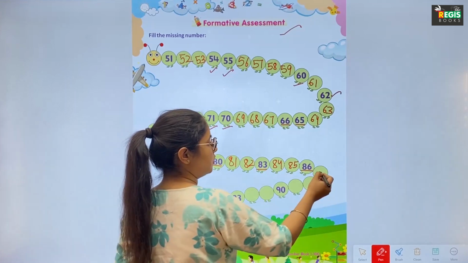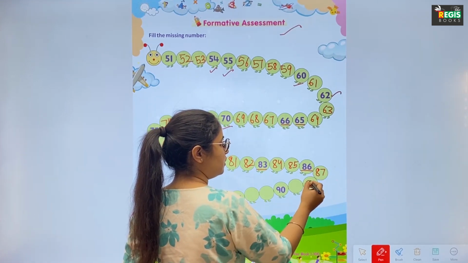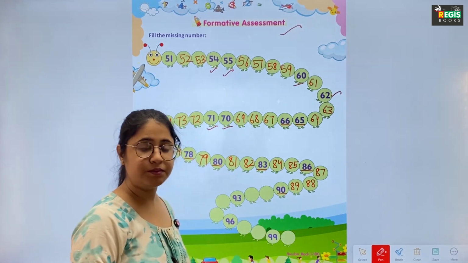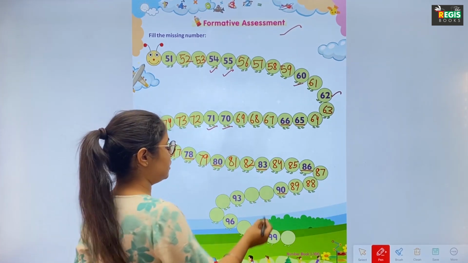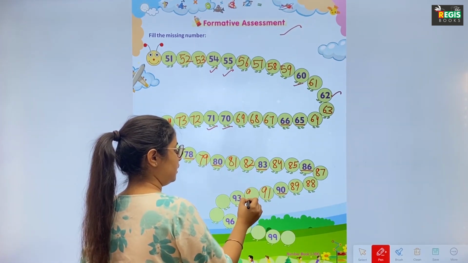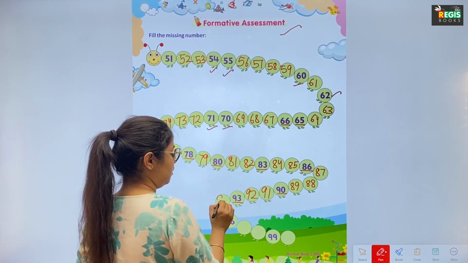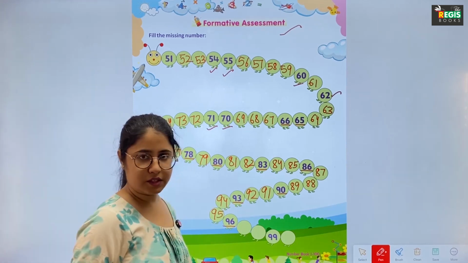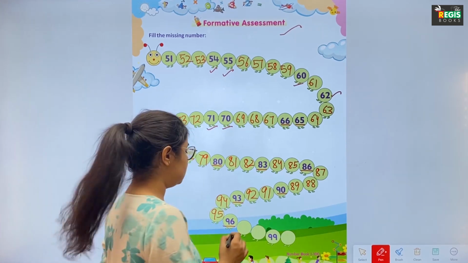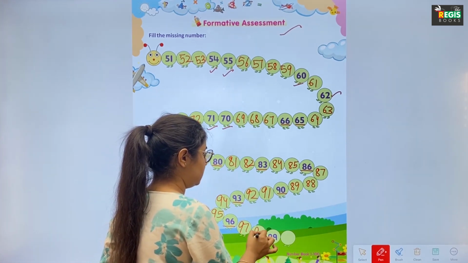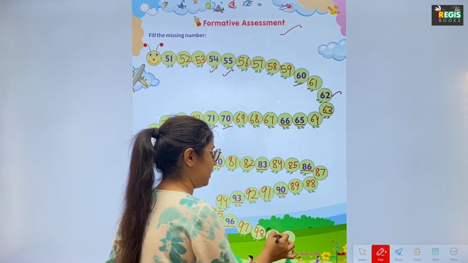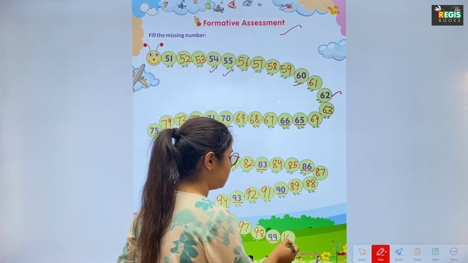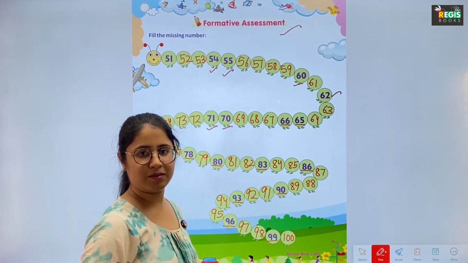After 86 it is 87, 88, 89, and then 90. After 90 it is 91, 92, 93, 94, 95, then 96. After 96 it is 97, 98, 99, and after 99 the last number is 100.